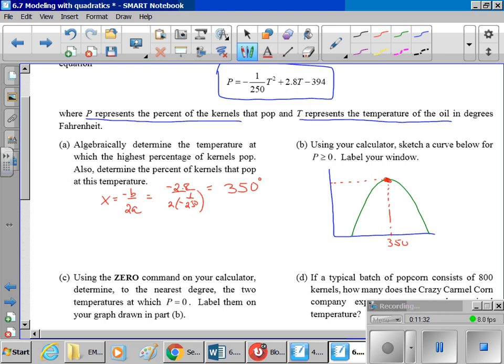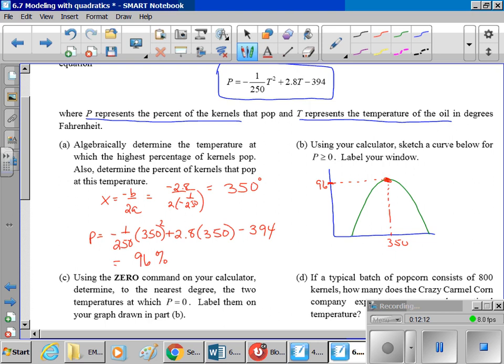And what we also need to know is what the y is right here. So we know that p is equal to negative 1 over 250 times 350 squared plus 2.8 times 350 minus 394. And you put this whole thing into your calculator, carefully of course, and you come up with 96. And remember, this is the percent, so it's 96%. So this number up here is 96.